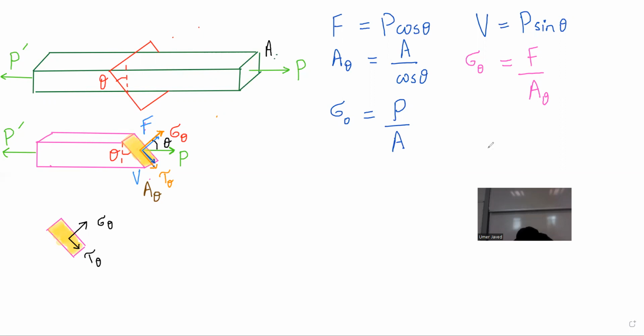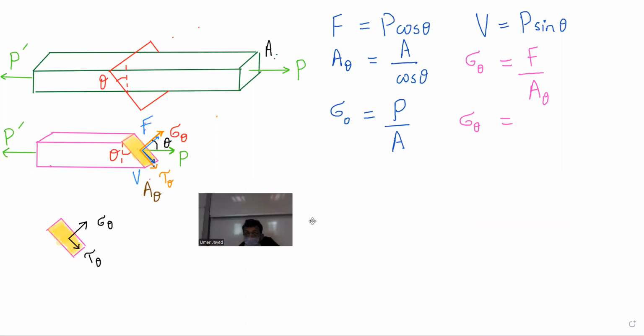Okay. Then I can say that this sigma theta is equal to, instead of force, I will substitute P cosine theta divided by this big yellow area, because of course, this area is definitely not equal to this area, right? Of course. So it is equal to divided by area. Okay, anyone who can tell us the relation between A theta and area? A theta and area.